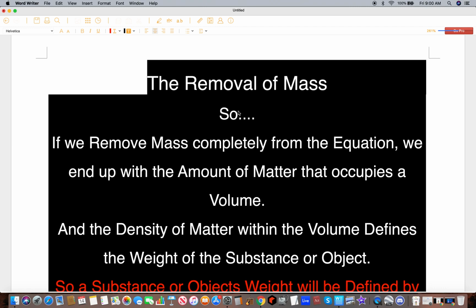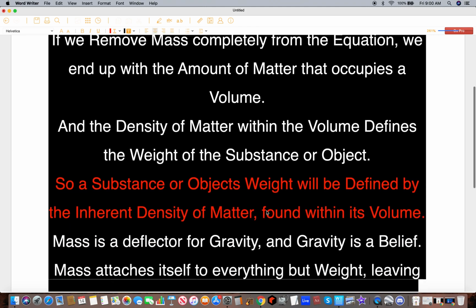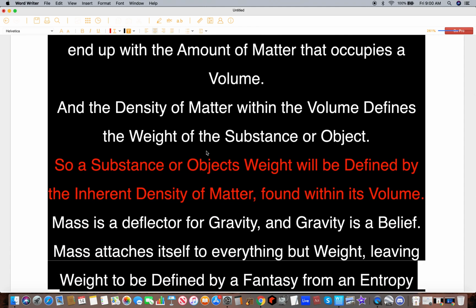The removal of mass. So once we remove mass from the situation completely, right, this is what we get. If we remove mass completely from the equation, we end up with the amount of matter that occupies a volume. Very simple. Simplifies it straight away. And the density of matter within the volume defines the weight of the substance or object. So a substance or object's weight will be defined by the inherent density of matter found within its volume.